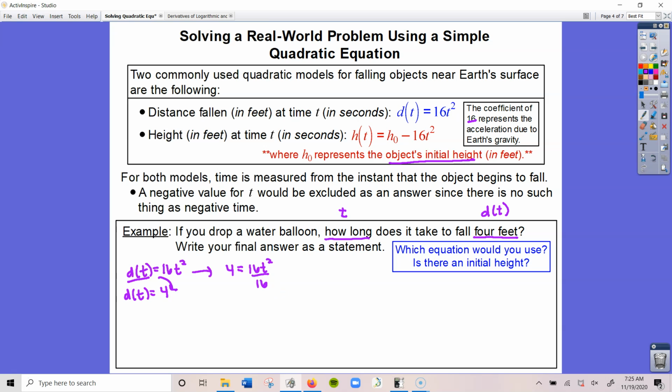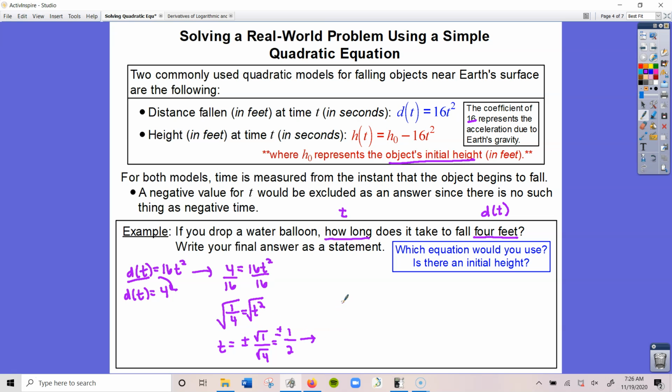And now I would divide by 16. So I get 1 over 4 is equal to t squared. And then I would square root both sides. So t is equal to plus or minus the square root of 1 over the square root of 4. The square root of 1 is 1, and the square root of 4 is 2. Now remember, whenever you square root, you always get plus or minus. However, this is a real-world application, and we have to determine, does it make sense for us to have positive time and negative time? And the answer to that is no, it doesn't. There is no such thing as negative time.